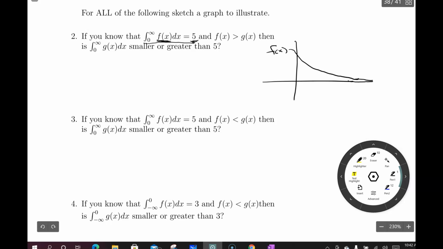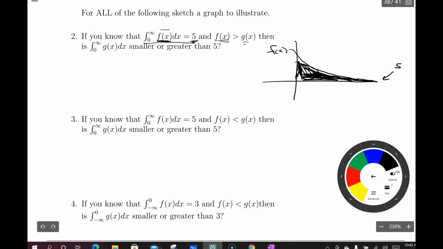If I know it adds up to 5, it's got to have a horizontal asymptote. So this area here is equal to 5. All of this shaded area is equal to 5. Okay, so then let's say I know that this function f of x is bigger than my g of x. So here's my g. My g of x is smaller than my f of x, so I'm going to have g of x come in like this. It's got to be smaller.